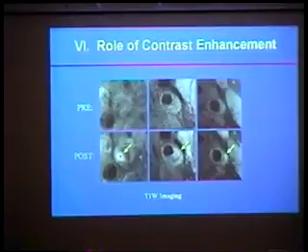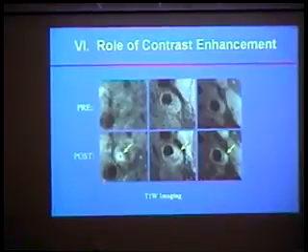The other area that seems to be very interesting is to use a contrast agent in studies. In this case, there are 3 different patients, and we use an identical contrast agent, which is clinically available. Gadolinium, Magnavist. But if you look at these 3 lesions, it shows 3 different effects.